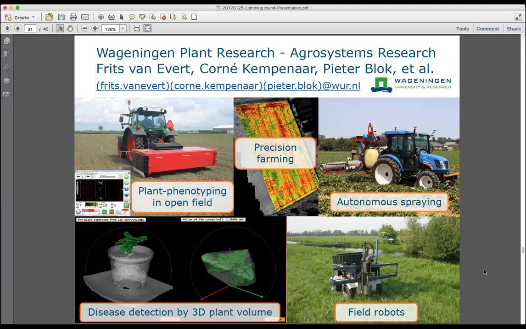Below you see an example of 3D imaging techniques to detect diseased potatoes. And we do that by plant volumetric estimation in the field. That's it. Thank you.